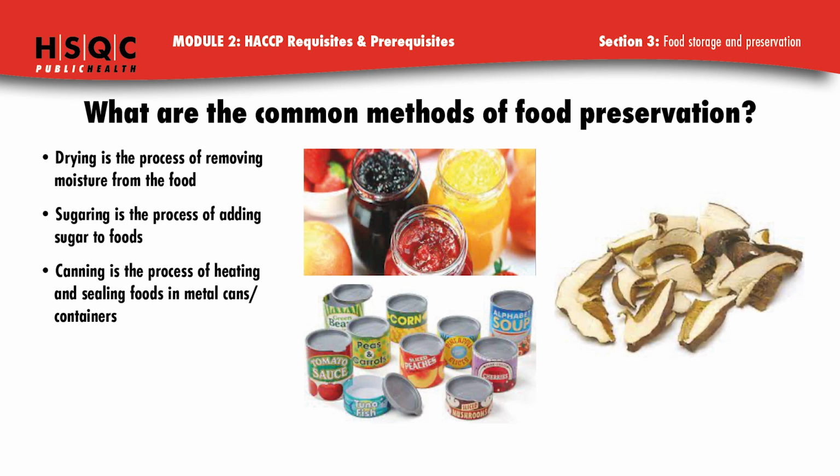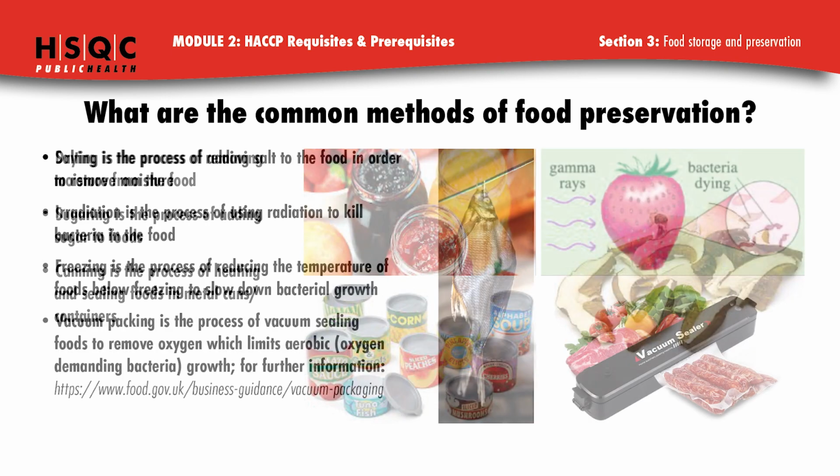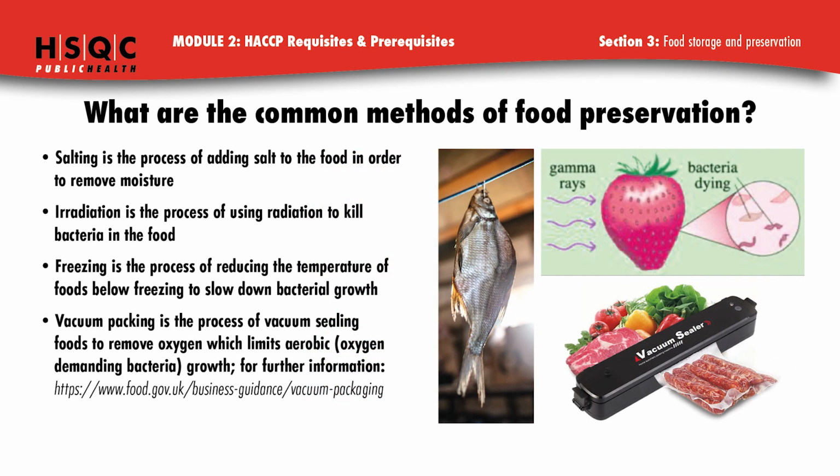Canning is the process of heating and sealing foods in metal cans or containers, e.g. canned tuna, baked beans, canned vegetables. Salting is the process of adding salt to the food in order to remove moisture, e.g. salted fish, jerky.